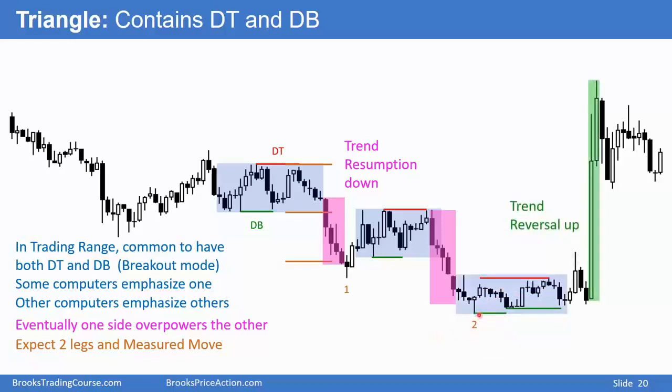Same process, a double bottom, another double bottom, double top, or double top here and here, breakout mode. Here we got trend resumption down, trend resumption down. Instead, now we're getting trend reversal up.